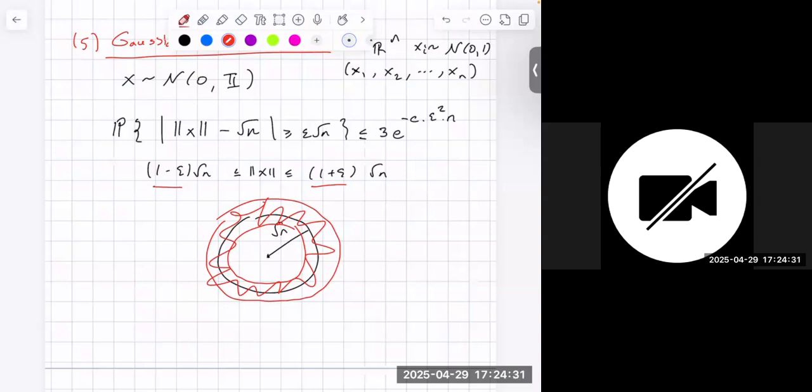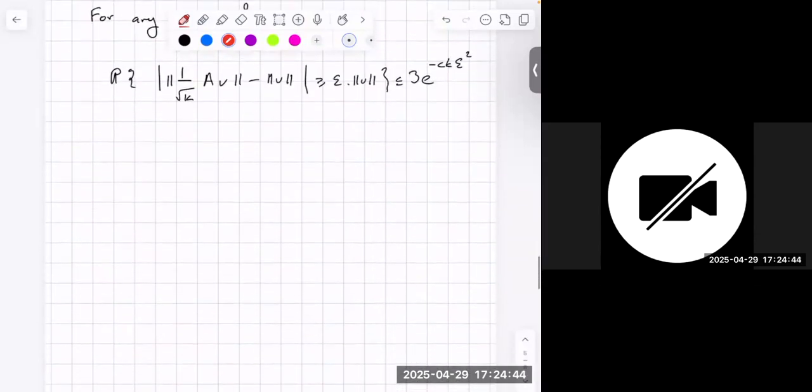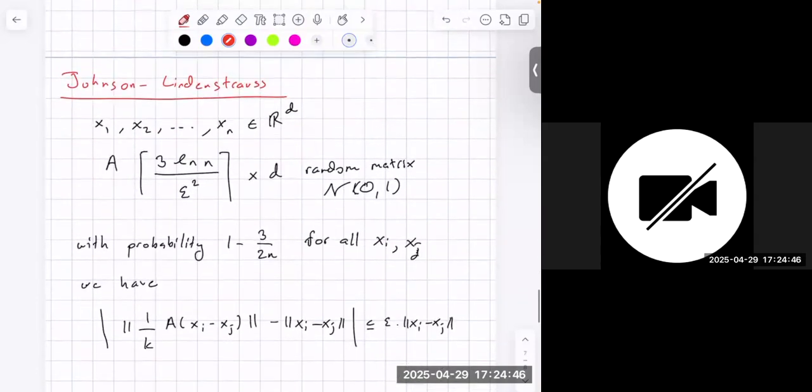Okay. Now, I want to tell you why, but before that I want to tell you how we are going to use this at all. So before I tell you why this is the case, the way we will use it, the tool that you build up off of this is called the Johnson-Lindenstrauss flattening lemma.